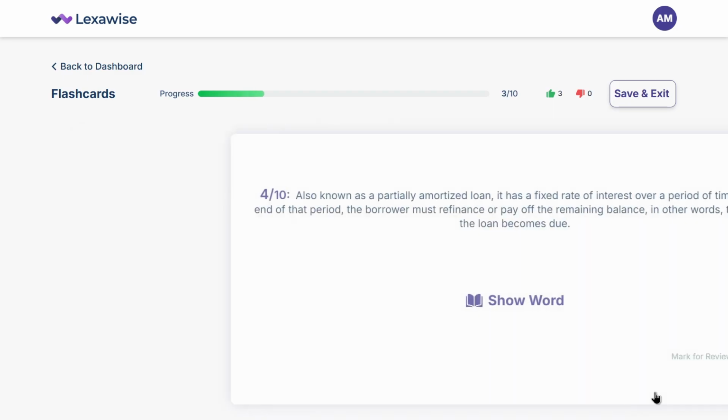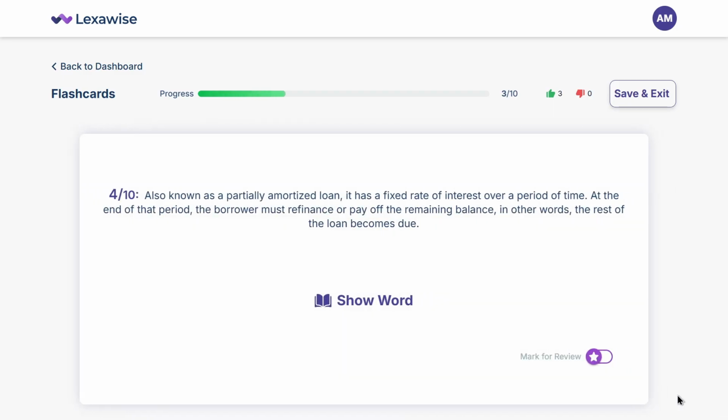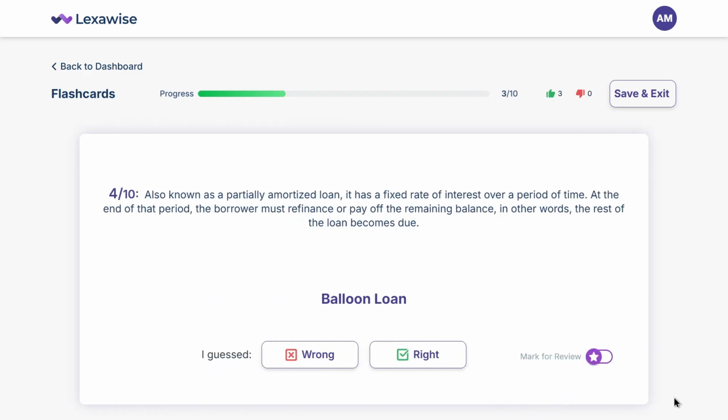Now, this one, also known as a partially amortized loan, it has a fixed rate of interest over a period of time. At the end of that period, the borrower must refinance or pay off the remaining balance. In other words, the rest of the loan becomes due. Tricky. Do you know about this term? Think. Let's see. Balloon loan. A balloon loan is a partially amortized loan where you make regular payments over time, but there's a catch. At the end of the loan term, the borrower must either pay off the remaining balance in one large payment or refinance. It's a common option for short-term loans, but requires planning for that balloon payment.